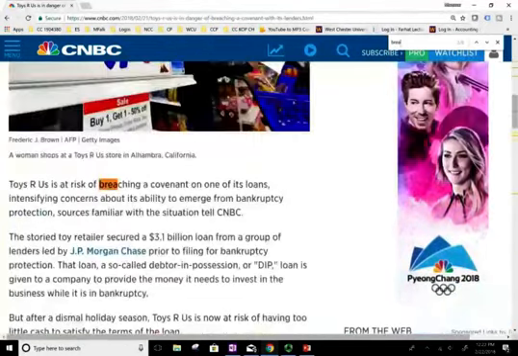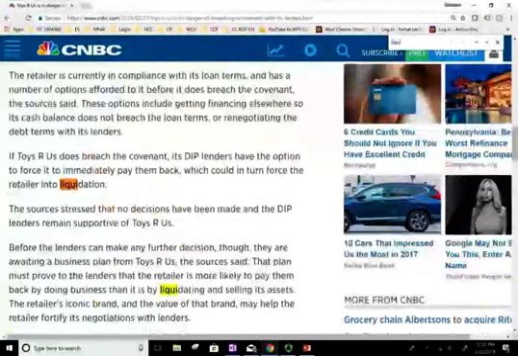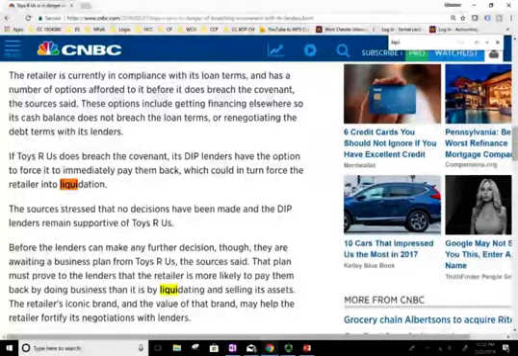So the key here is Toys R Us is at risk of breaching a covenant on its loan, intensifying concern of its ability to emerge from bankruptcy protection, because they filed for bankruptcy, they're hoping to get out of it. So what happens if they don't get out of it? What happens if they violate those agreements, if they cannot maintain those ratios?